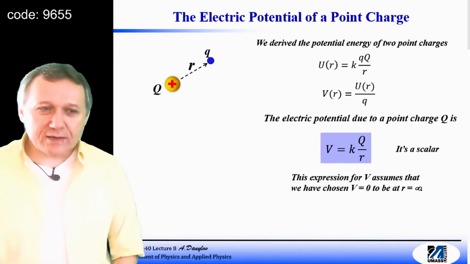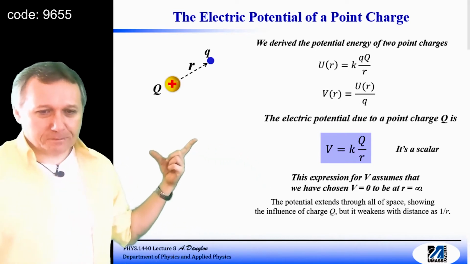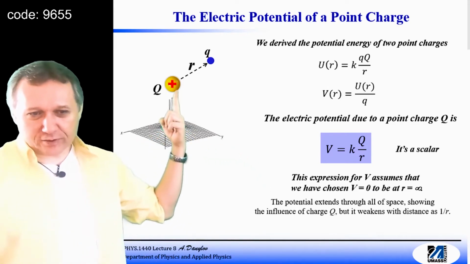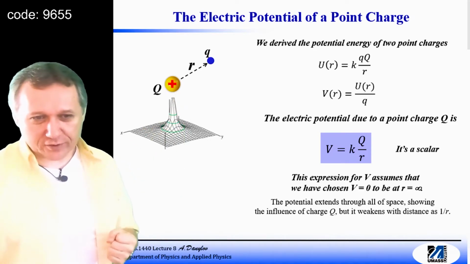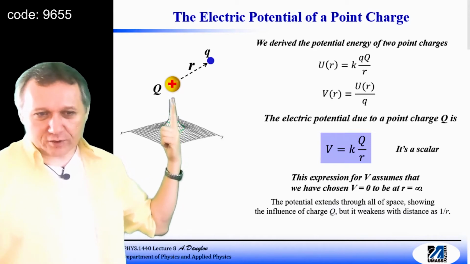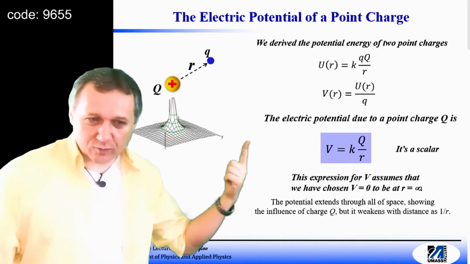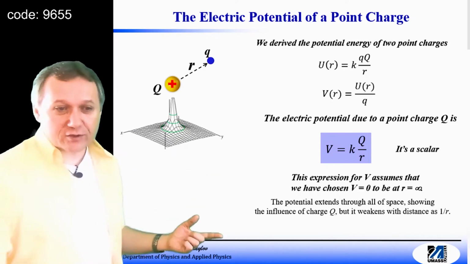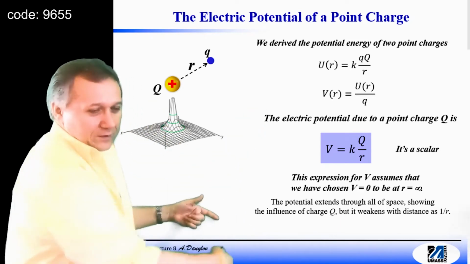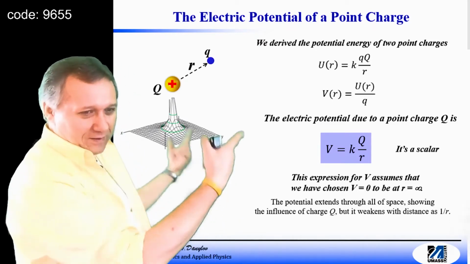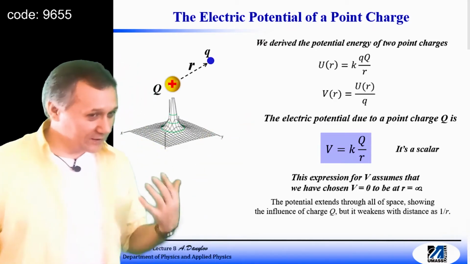Now, probably first, the three-dimensional plot. For the positive point charge, we have a spike at the place of the charge, and then it decays as 1 over r and goes to 0 at infinity. If you have a negative charge, you're going to have a spike in the negative direction, and then it will go to 0 at infinity.